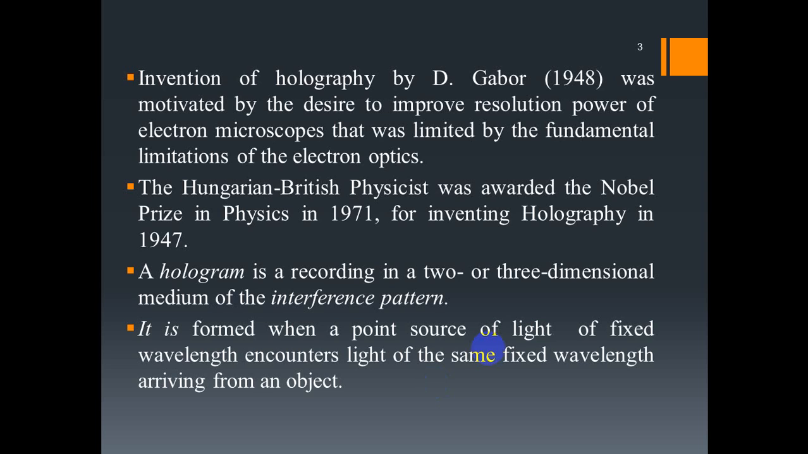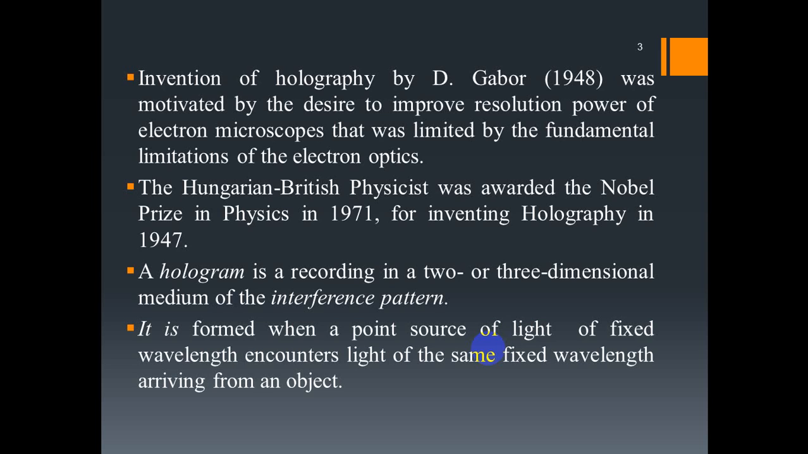So now let's see what a hologram is. A hologram is a recording in a two- or three-dimensional medium of the interference pattern. It is formed when a point source of light of fixed wavelength encounters light of the same fixed wavelength arriving from an object. In traditional photography, objects are transformed into a two-dimensional image onto the surface of a film or CCD via a lens. This image is a latent image. Holography, on the other hand, does not utilize a lens to form a latent image. It relies on the principle of interference to produce an image.